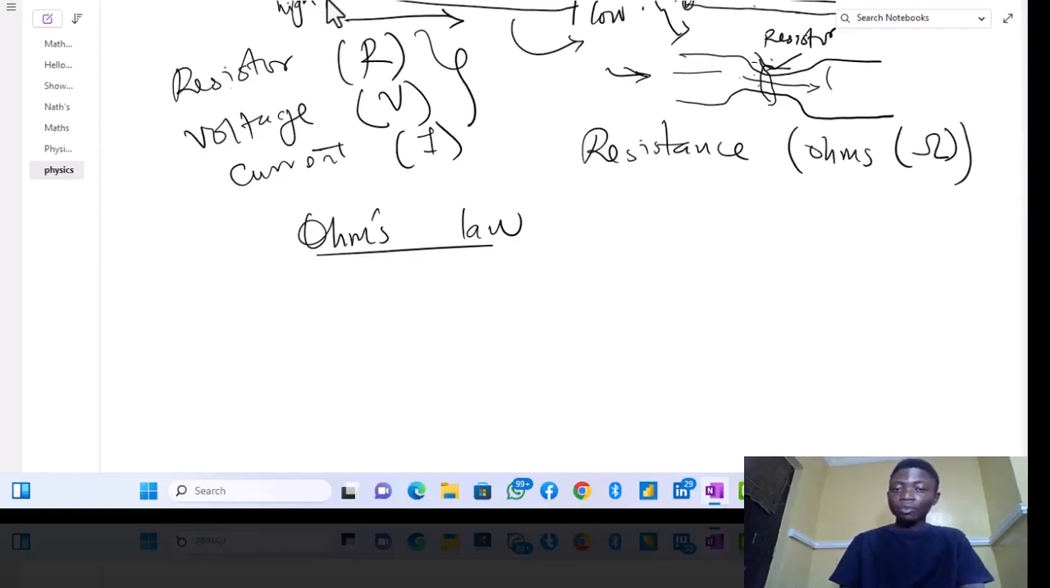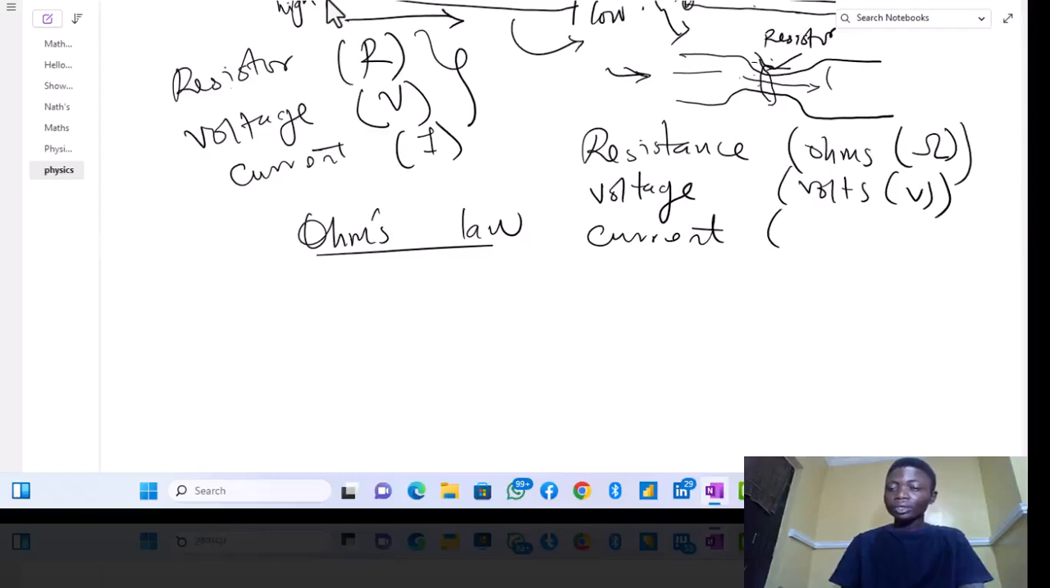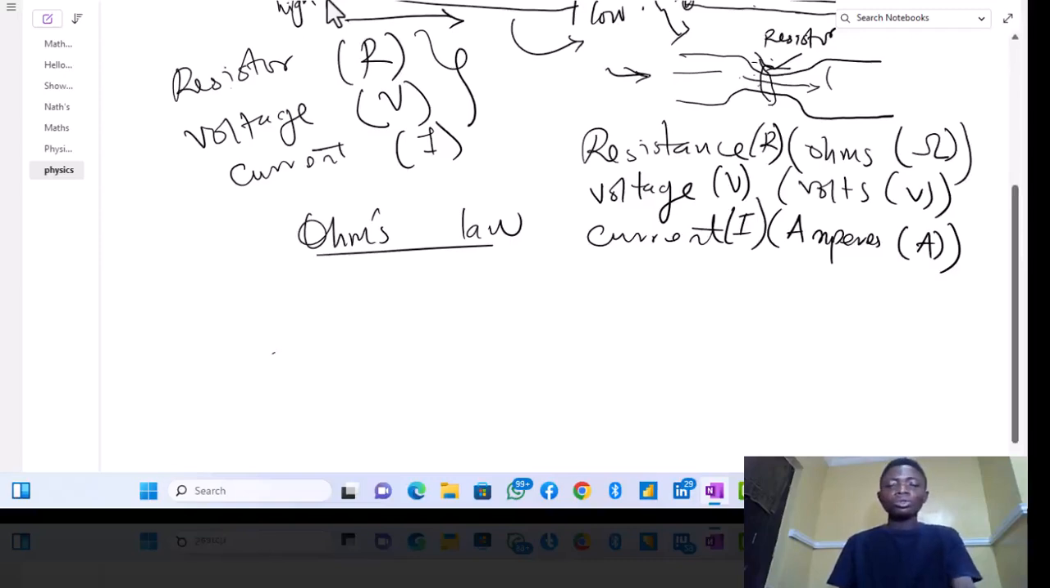Voltage or potential difference is measured in volts. And the symbol is just this V. And current is measured in amperes. And the symbol is this A. So we'll be using these symbols a whole lot. So the current itself can be represented as I, resistance R, voltage V. Do you get that now? Okay, so I believe you get that. So now, Ohm's law. What does Ohm's law really state?